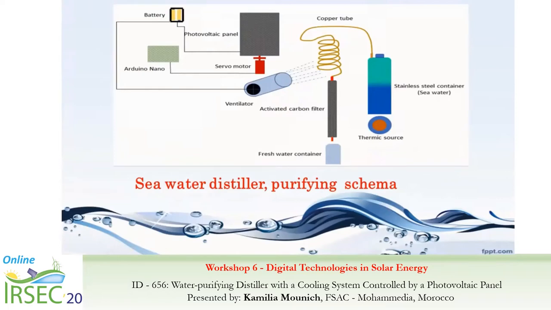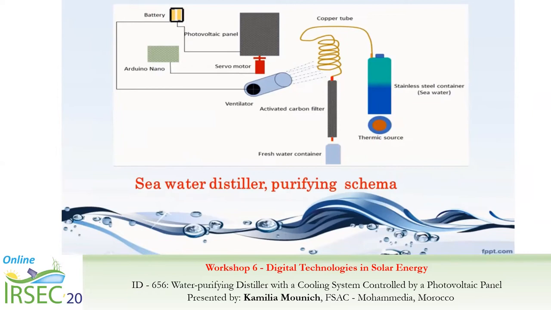As you can see, we have seawater in the stainless steel container. We get vapor by boiling seawater thanks to the thermal source. In this experience, I used a butane bottle. The vapor passes through the copper tube, changing state by condensation to fresh water, then passes through the activated carbon filter to ensure the elimination of flavors, chemical residues, and some heavy metals. Finally, we can get drops of fresh water.